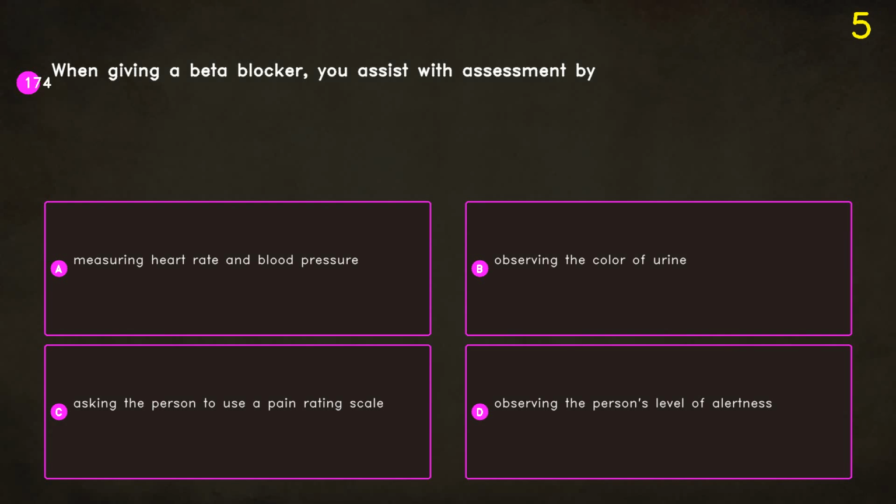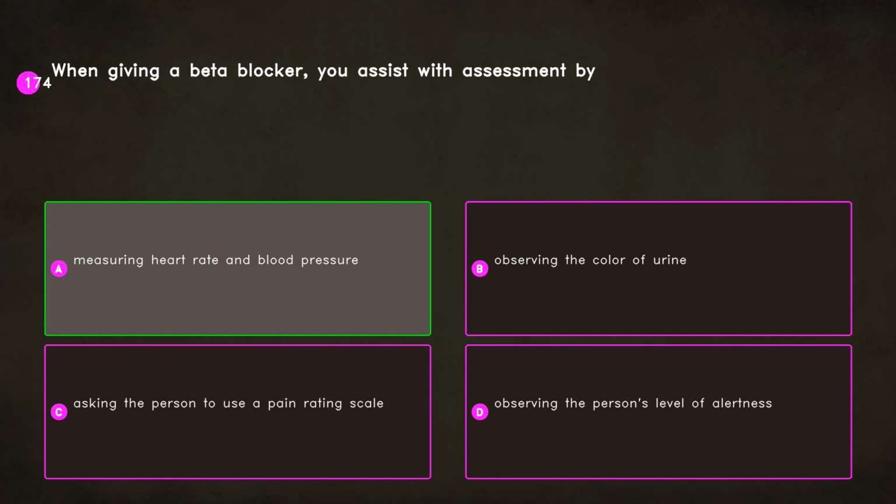Observing the color of urine. C. Asking the person to use a pain rating scale. D. Observing the person's level of alertness. The correct answer is measuring heart rate and blood pressure.